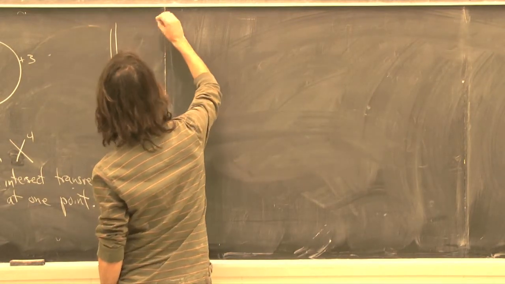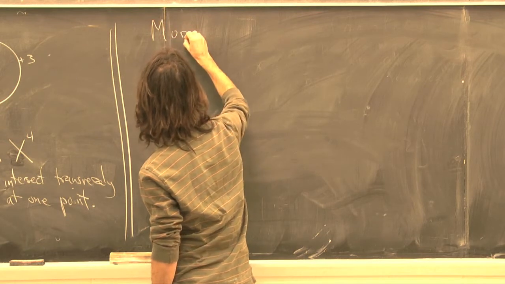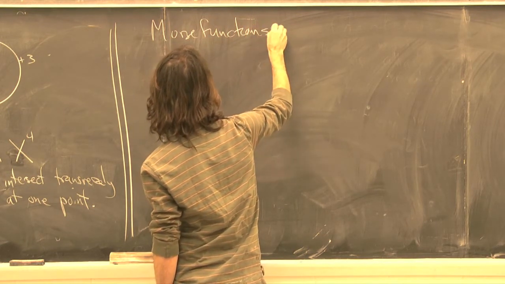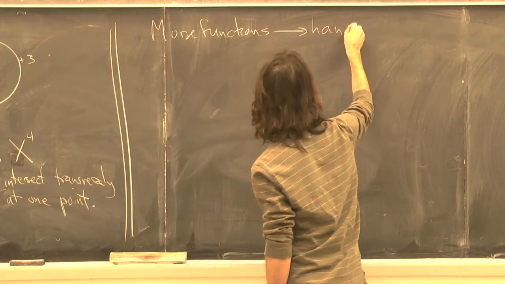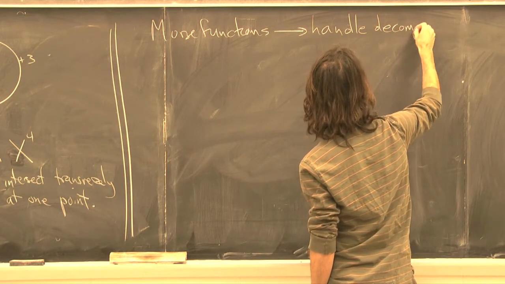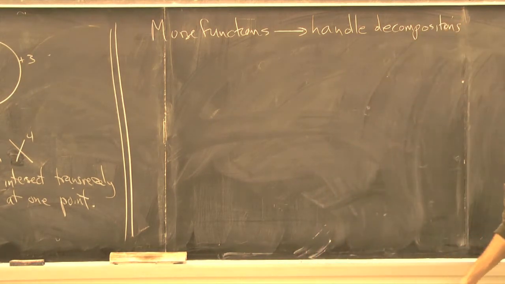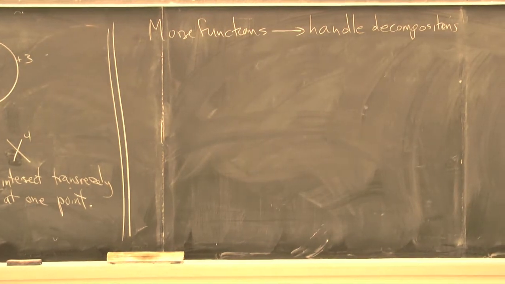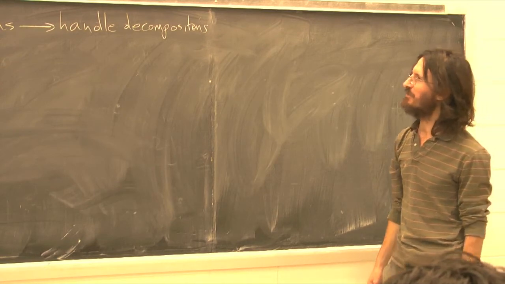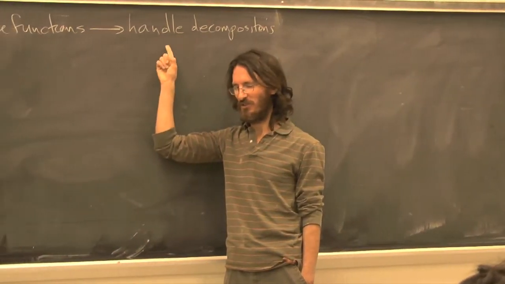So somehow we have this picture that Morse functions give handle decompositions, which gives us a theorem that says that any manifold can be built out of handles. And there's actually a slightly subtle question, which is, what do you mean? Can you go the other way? Of course, you can go the other way.